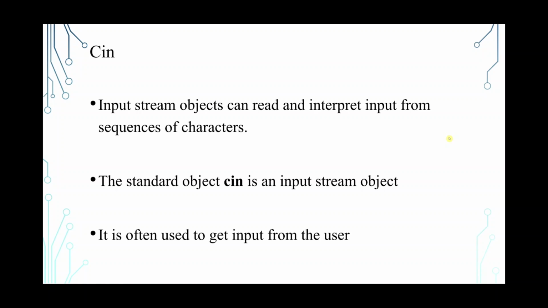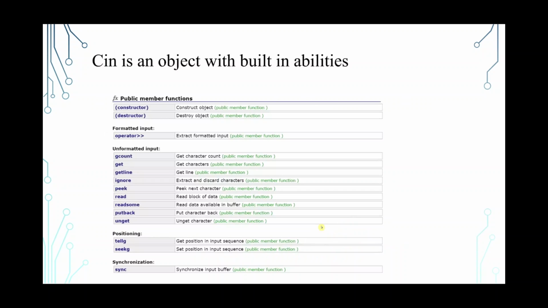Cin input stream objects can read and interpret input from a sequence of characters, right? So the standard object cin is an input stream object, which we use to read from the keyboard. It's often used to get input from the user. And for this course, when I say user, I mean keyboard. So cin is an object with built-in abilities, like you can use the extraction operator with it. You can use getline, ignore, peek, and all these things.